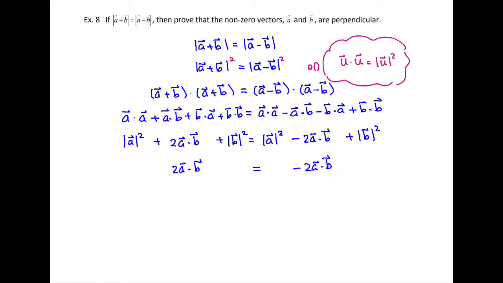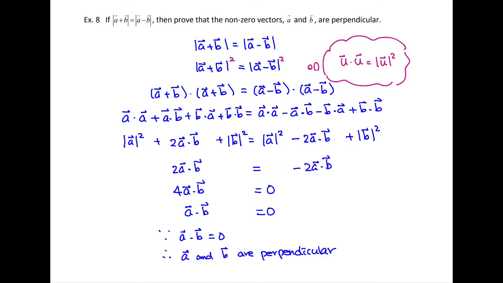Let's add 2A dot B on both sides. We're going to have 4A dot B equals 0. Let's divide by 4 on both sides now. We get A dot B equals 0. Since the dot product between the two vectors is 0, therefore, we say vector A and vector B are perpendicular.